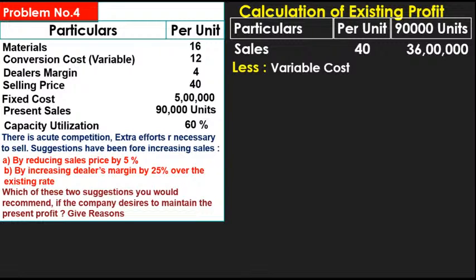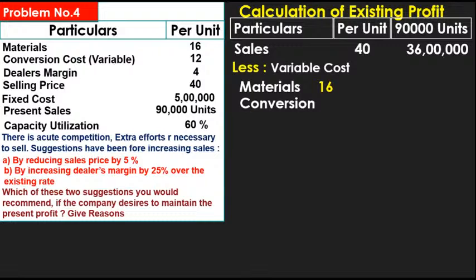Now how to deduct the variable cost? First one, materials. What is the material cost per unit? 16, given in the problem. Material cost per unit, how much rupees? 16. And conversion cost, given in the problem. Conversion cost means factory cost.